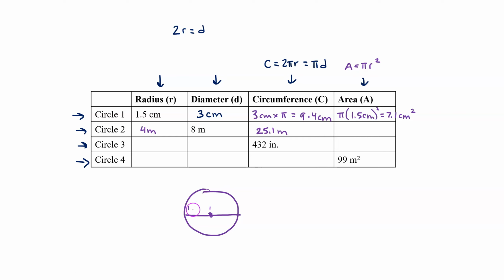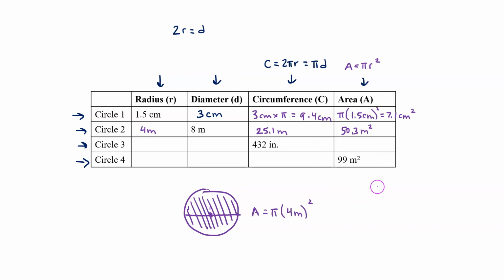And then finally, if we want to get area, so how much surface does this shape cover? We have to multiply pi times r squared. r is 4 meters. 4 meters squared is 16 meters squared, times pi gives us 50.3 meters squared.